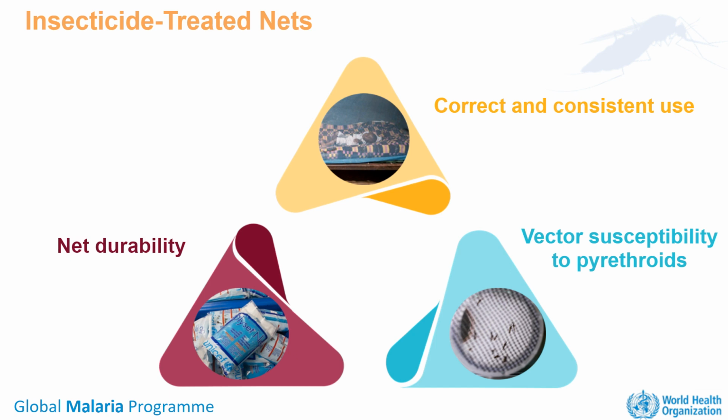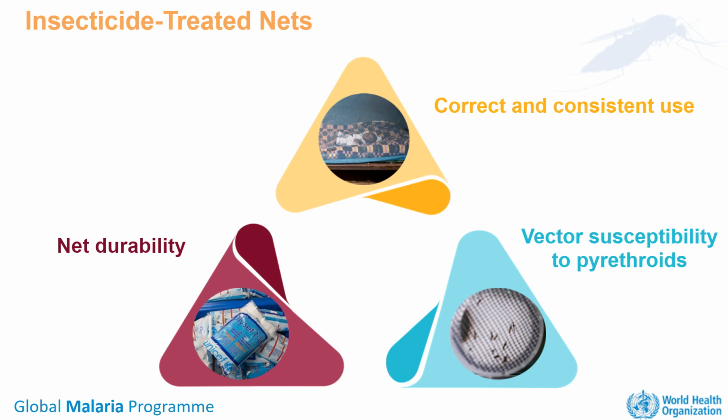Indicators of correct and consistent use are generally collected in household surveys and include the proportion of households with at least one ITN for every 2 people and the proportion of individuals who slept under an ITN the previous night. Reports of low access to ITNs can be addressed through better planning and implementation of large-scale ITN distributions, while low rates of use might be addressed through social and behavioral change communication.